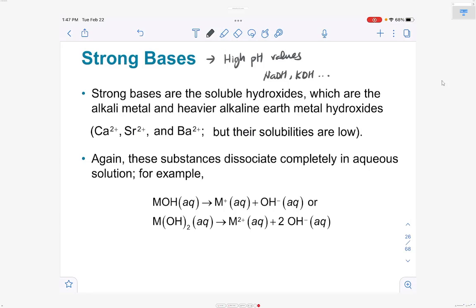Okay, so strong bases are ionic hydroxides. Hydroxides of the alkali metals such as sodium hydroxide or potassium hydroxide, and heavier alkaline earth metals such as calcium hydroxide, strontium hydroxide, barium hydroxide. Okay, and as in strong acids, these strong bases would dissociate completely in water and remain as dissociated ions too. Again, they dissociate completely in aqueous solution.